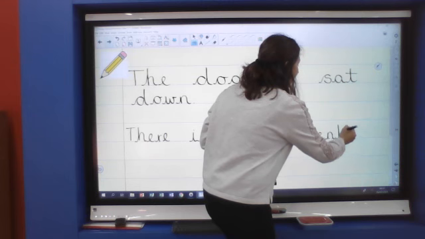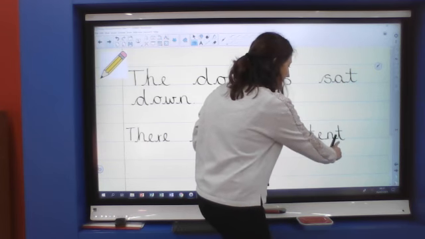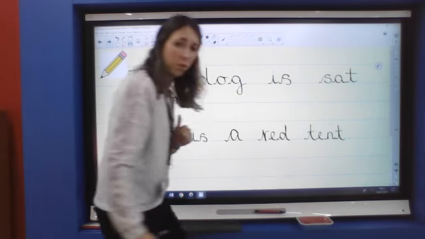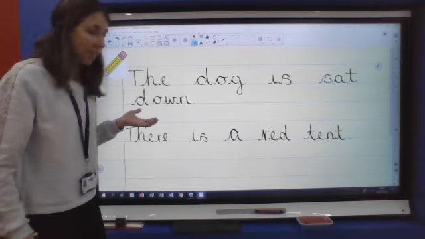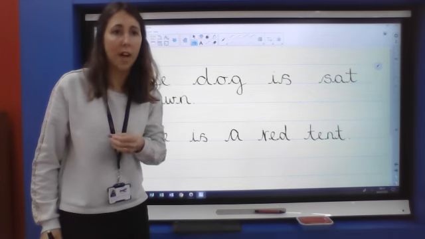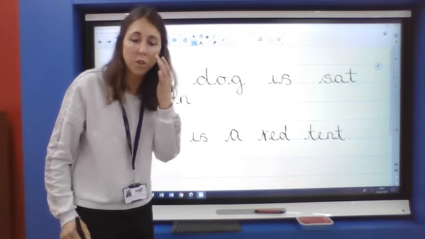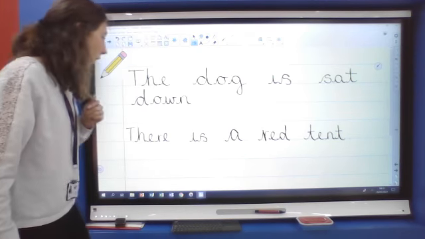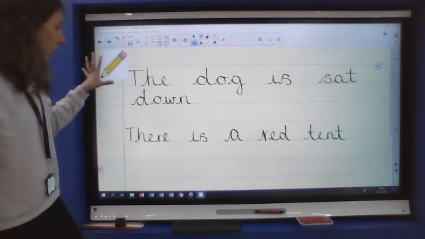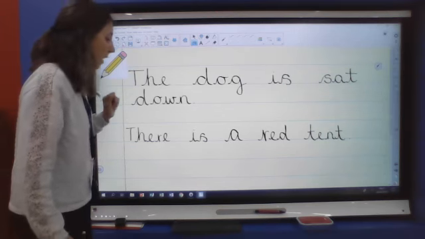Got a blend at the end. Tent. Full stop. We could have even extended that sentence and said there is a red tent on the grass, couldn't we? We could have made that even longer. Okay, so I've got two sentences there now.